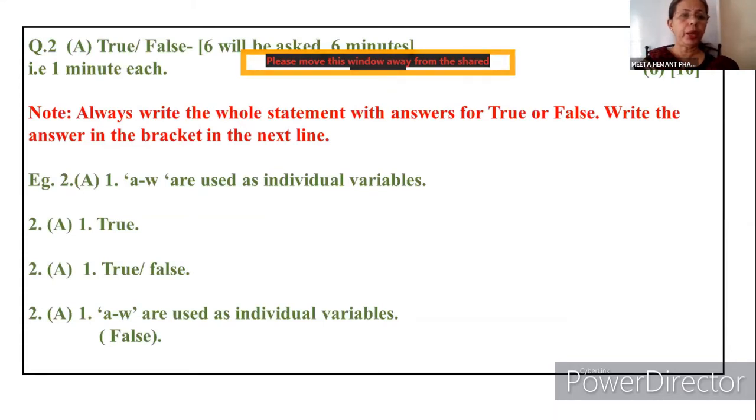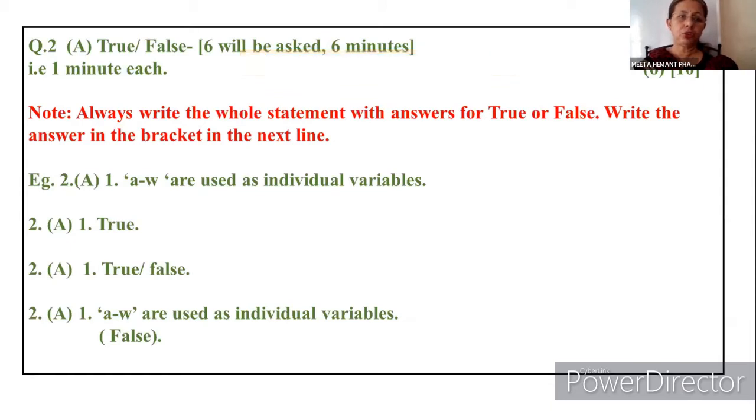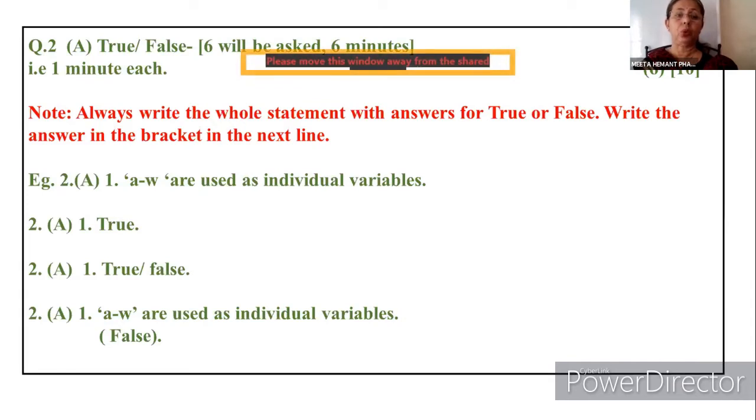question number 2A, true or false. 6 will be asked and you will have to write 6. There is no choice again. 6 minutes you will have to give for this answer, 1 minute each. Again, you will have to remember that you will have to write the whole statement with answers for true or false also.